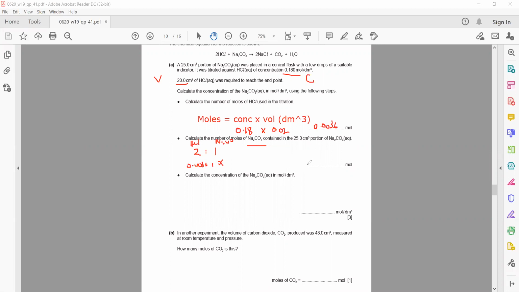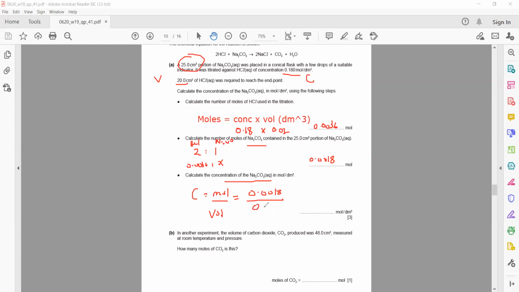And then calculate the concentration. Concentration is equal to moles of solute divided by volume of solution. Moles of sodium carbonate 0.0018 divided by volume. What is the volume of the solution? That's 25 cm cube. We should divide by 1000, 0.025. What is the final answer? 0.072. 0.072 mole per decimeter cube.